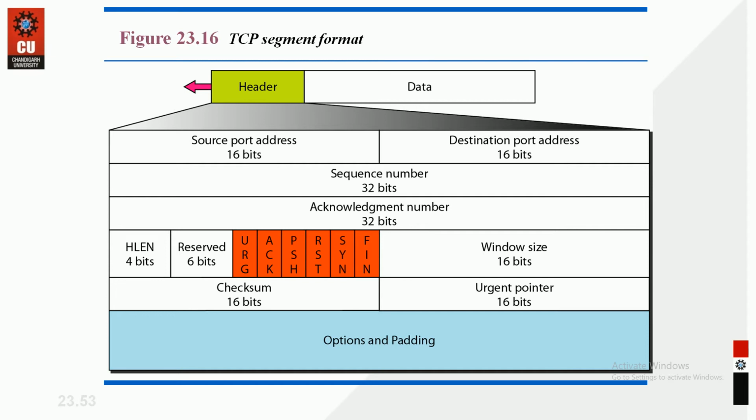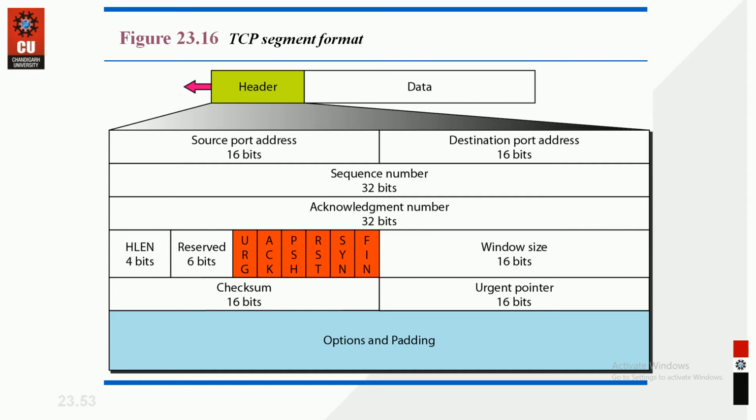Every layer will add a header or trailer, right? We have discussed this in the data link layer and in the network layer. In the network layer, we discussed the protocol named IP protocol. IP protocol has its header, IPv4 header, IPv6 header. In this case, this is the TCP header.